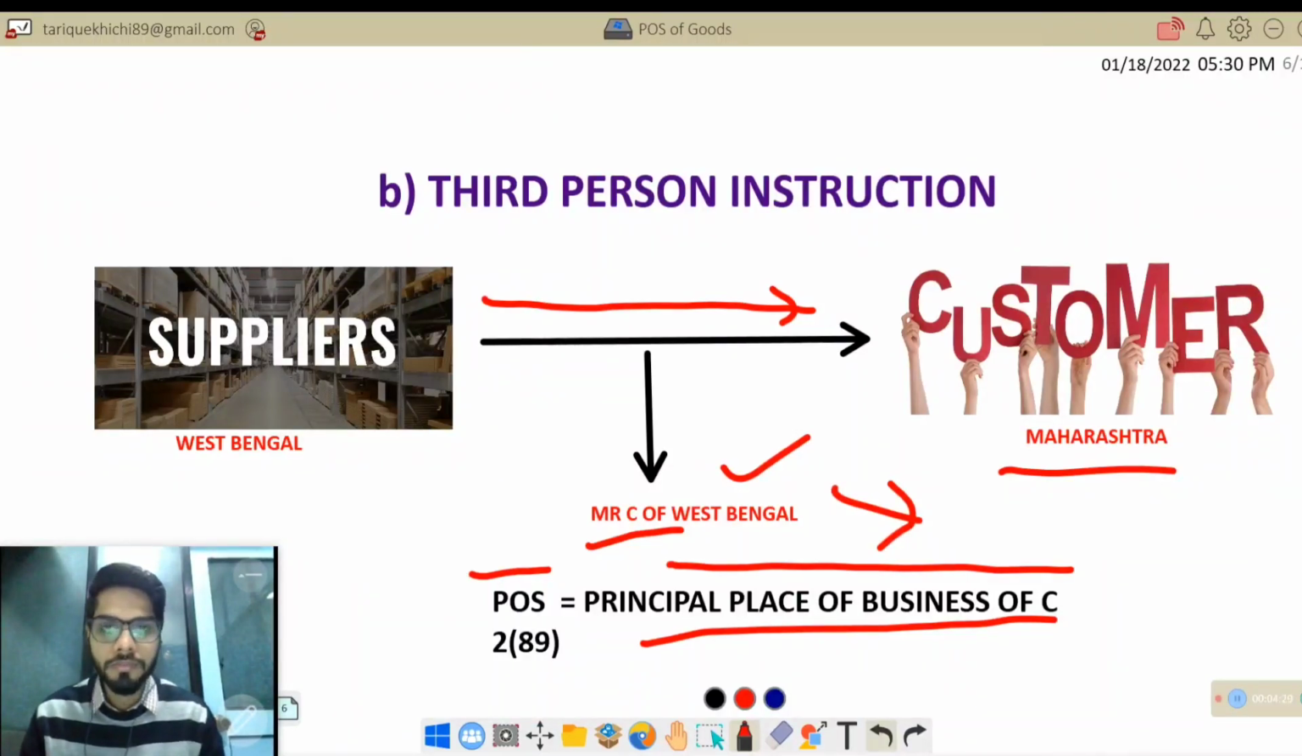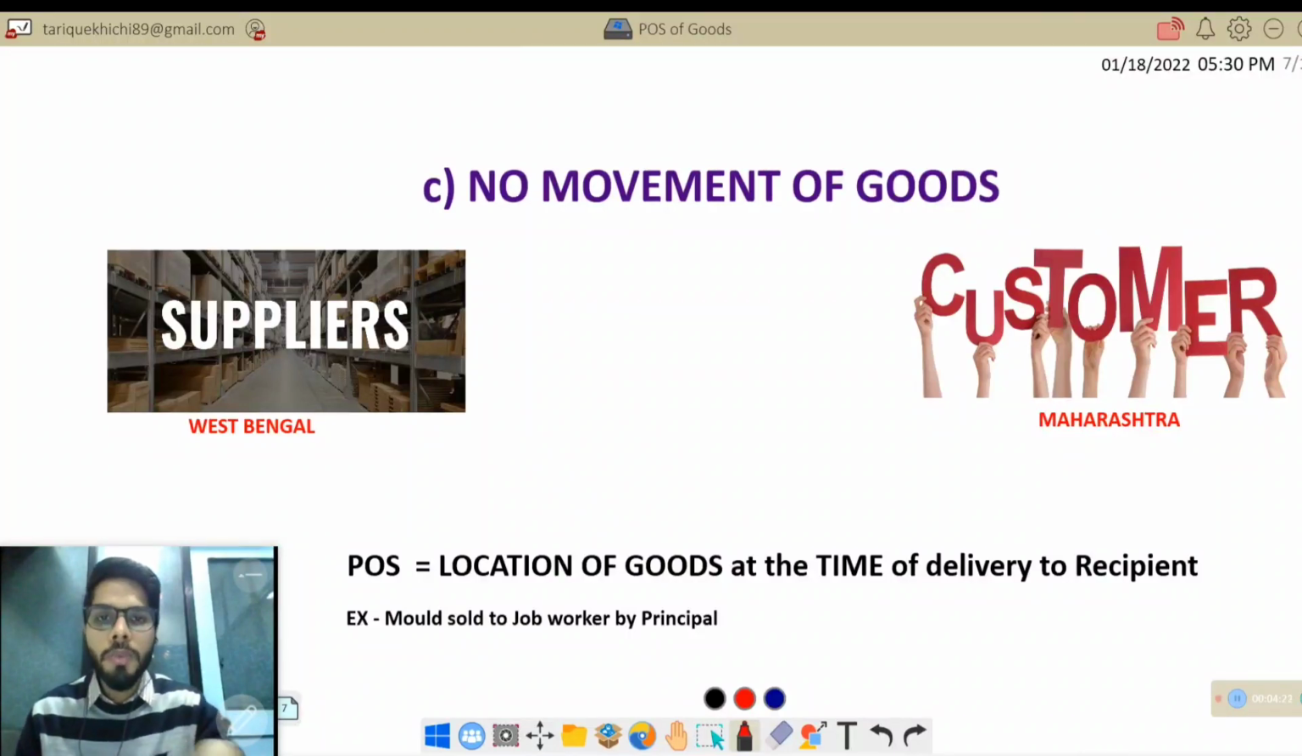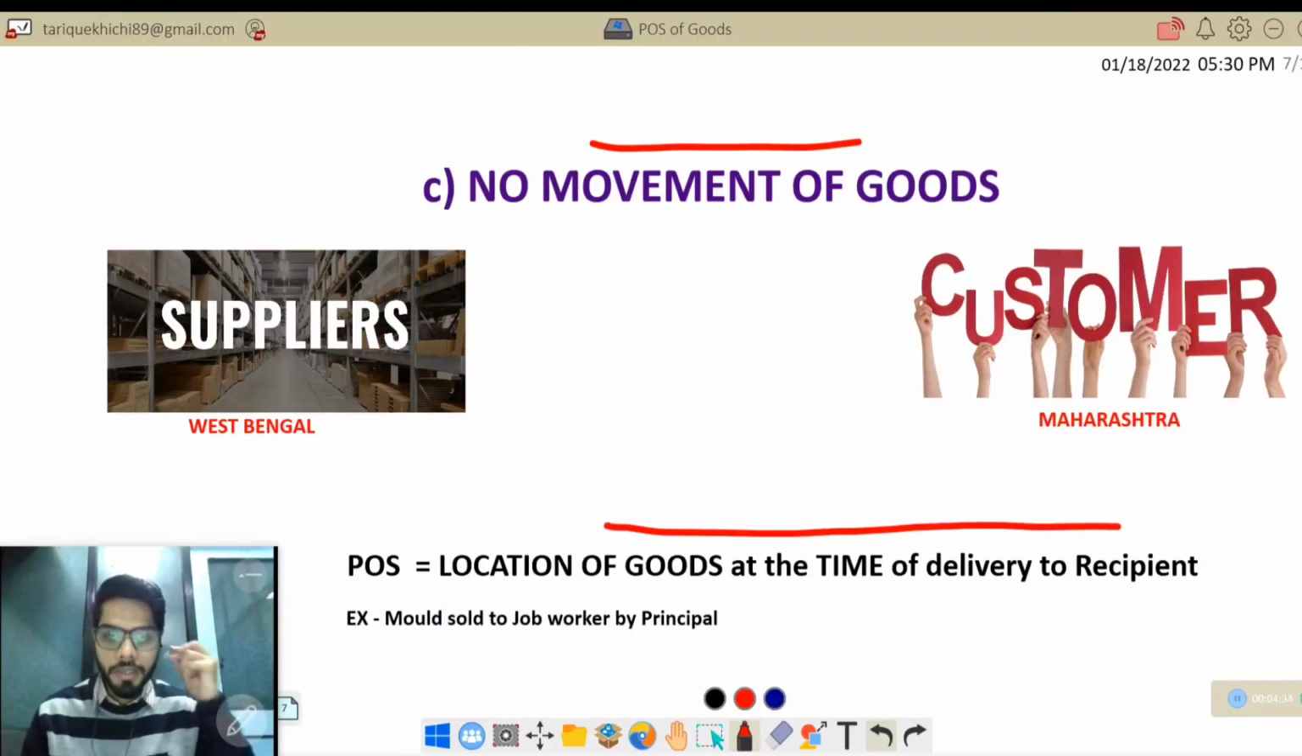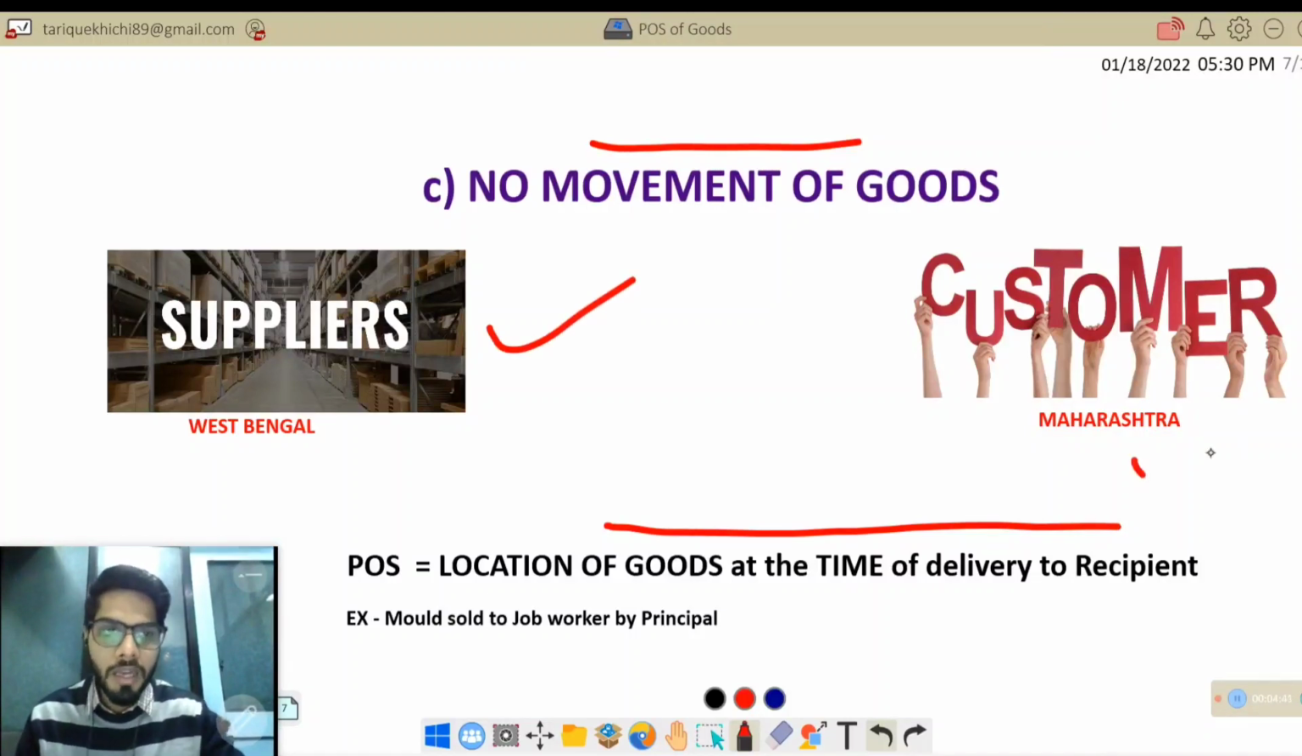Moving next. No movement of goods. So what should be the place of supply when no movement of goods is involved? The place of supply will be the location of the goods at the time of delivery to the recipient. Example, suppose a supplier sells some goods to a customer in Maharashtra and the goods are already there at the customer location. So in that case, movement is not required. So the location of the goods at the time of delivery will be the place of supply. The location is Maharashtra.